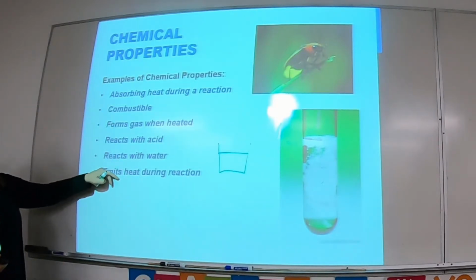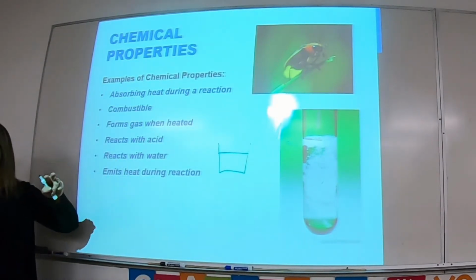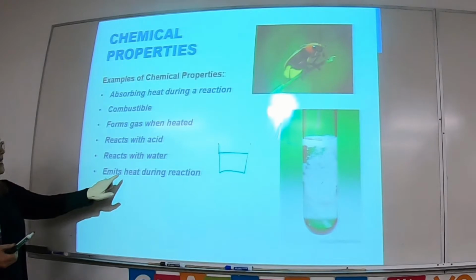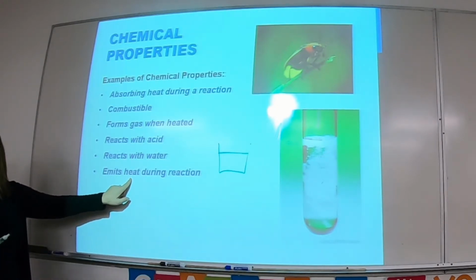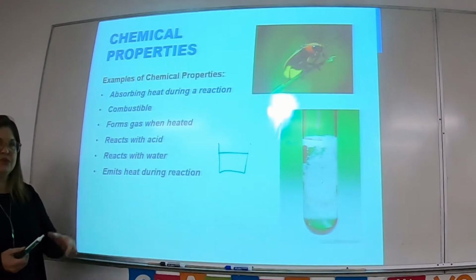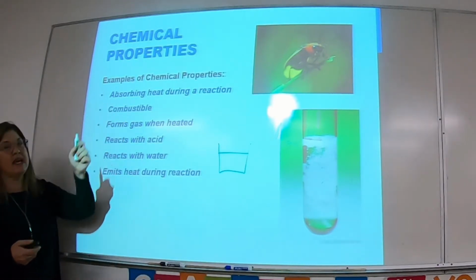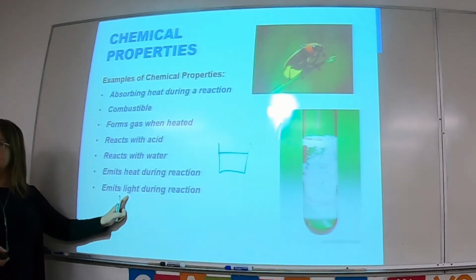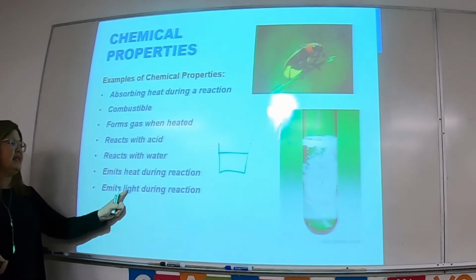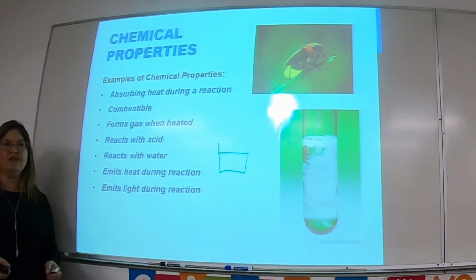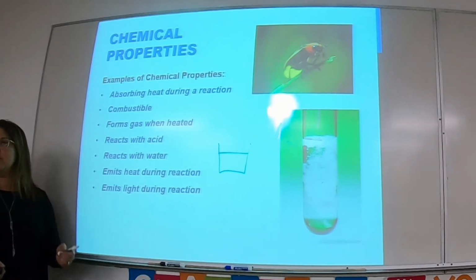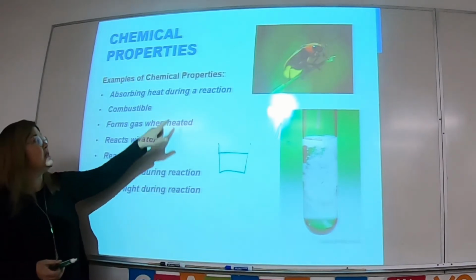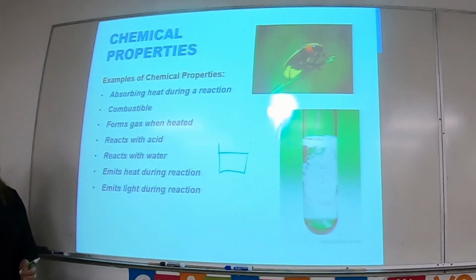So these two kind of go together. If you have a chemical property, it could be that it's going to absorb heat, or it could be that it releases heat, okay? Emits heat during a reaction. That would tell you that a chemical reaction is taking place. Another thing that you can look at is if light is given off. If light is given off, then that would tell you it's a chemical reaction. So the property of emitting light during a reaction would be a chemical property.